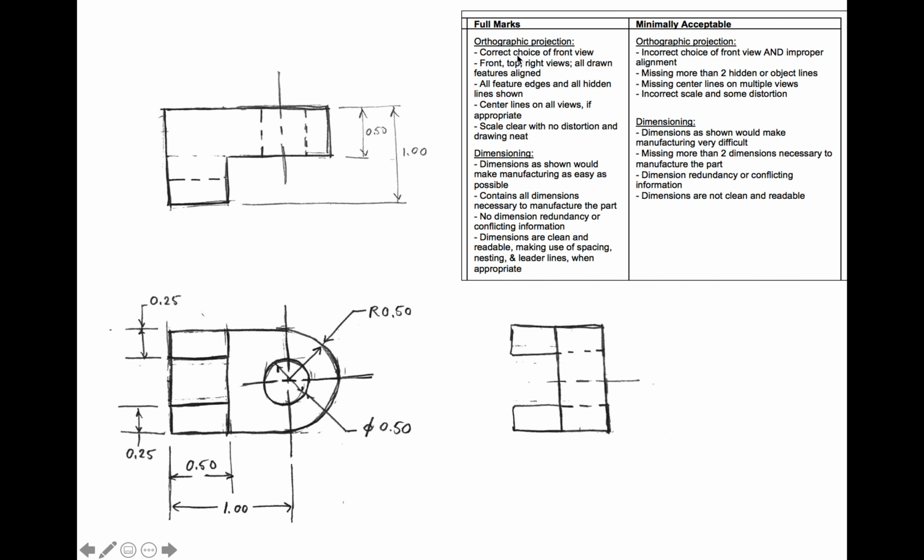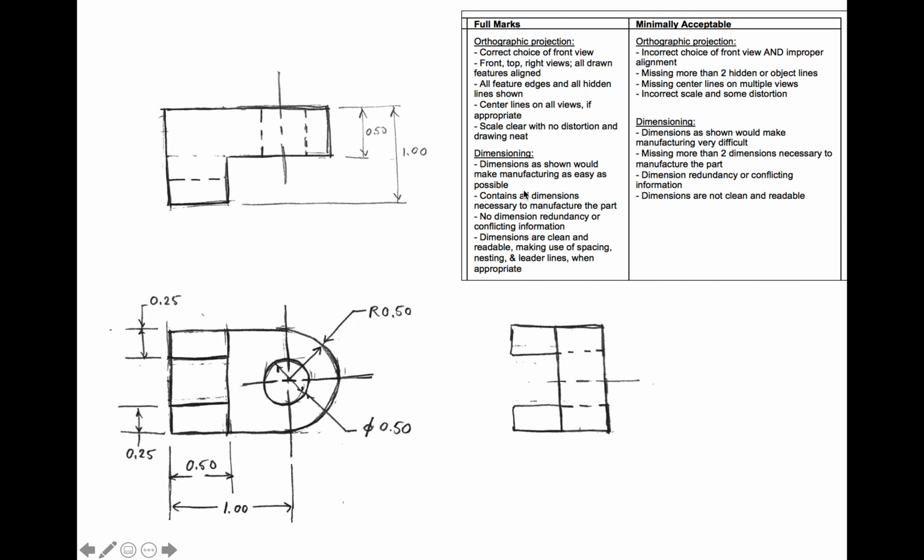So what are we looking for in the orthographic projection? Correct choice of front view, front, right, and top are all aligned, okay? I've done that. All features, edges, and hidden lines are shown. Okay, so I've got my hidden lines where I need them. I have my feature lines where I need them. I actually have a mistake here on this version of it. You'll see that this first version should actually sit out a little bit, so I would not be quite full marks for this one little feature here. Maybe I'd lose a point for that, okay? So center lines on all views, I've got those. Clear scale with no distortion, and the drawing is neat. Okay, we've got that as well. So I can clearly distinguish line types.